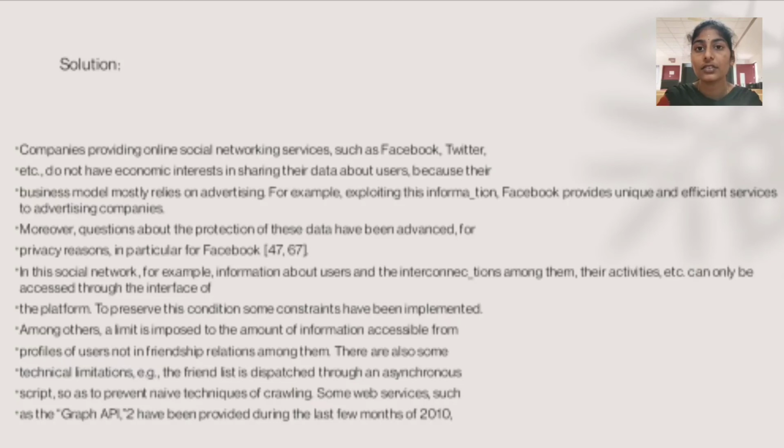In this social network, for example, information about users and the interconnections among their activities can only be accessed through the interface of the platform. To preserve privacy, some countermeasures have been implemented. Among others, a limit is imposed on the amount of information accessible from profiles of users not in friendship relations with each other. There are also some technical limitations. For example, the friend list is dispatched through an asynchronous script, so as to prevent naive techniques of crawling. Some web services such as the Graph API have been provided during the last few months.